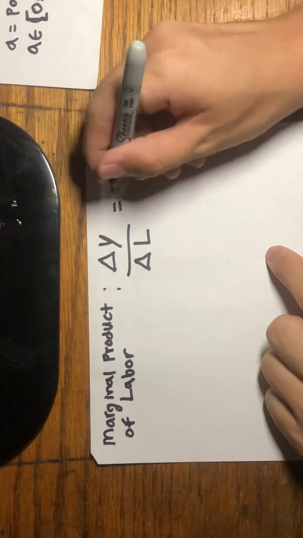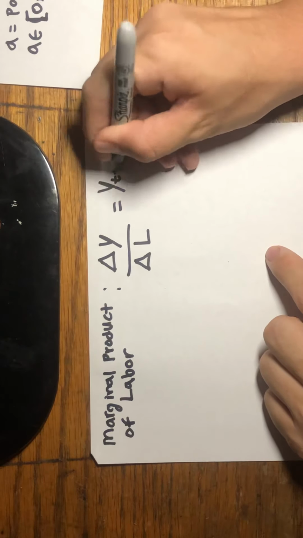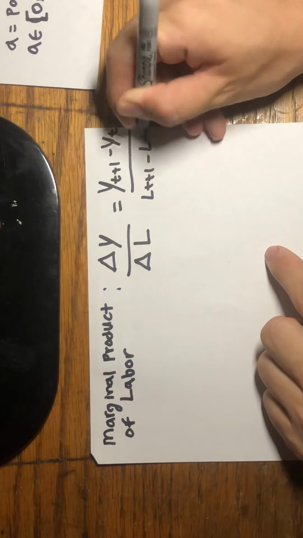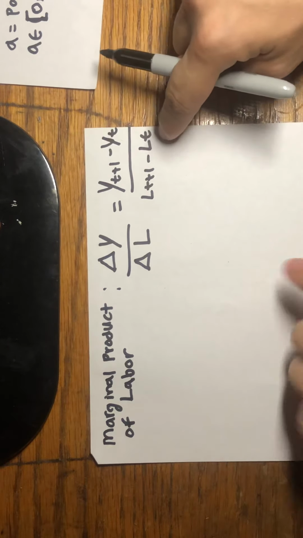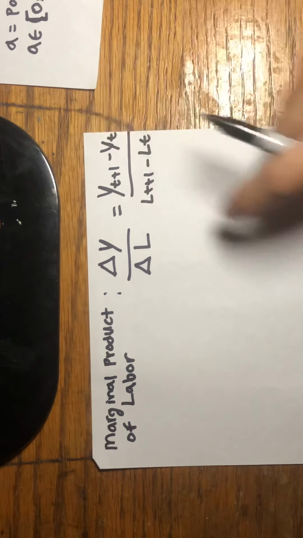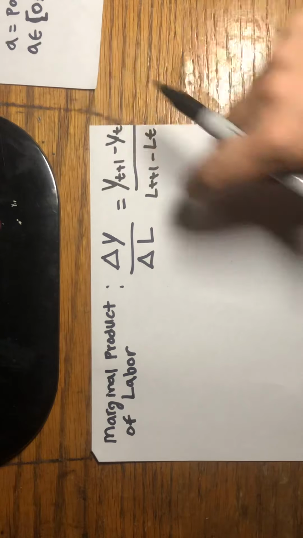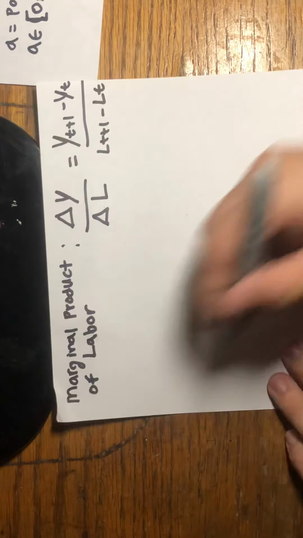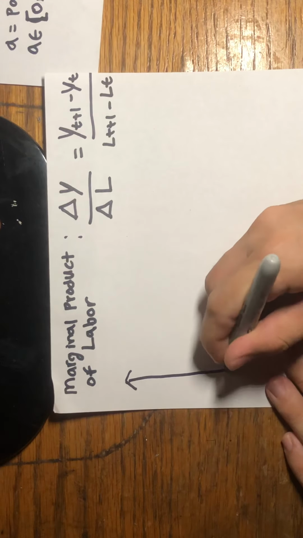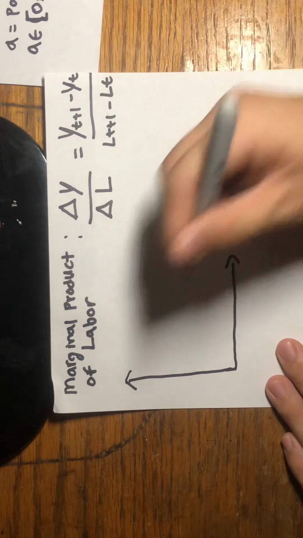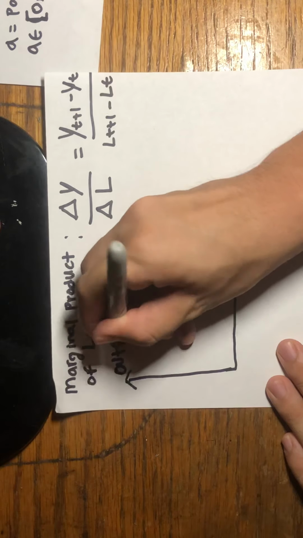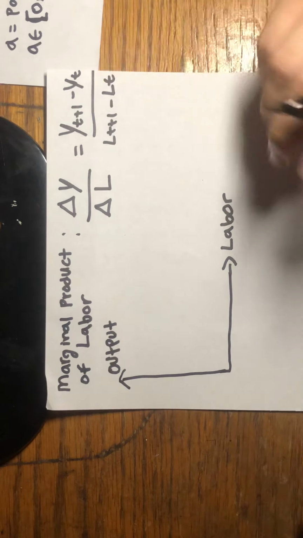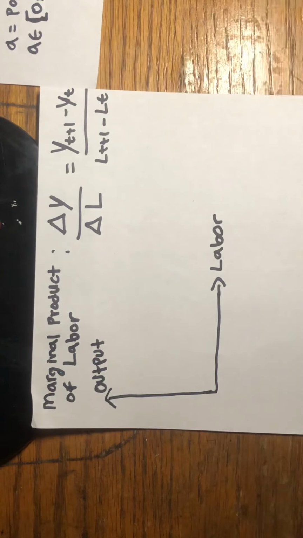So another simple way to write this is when you look at y_{t+1} minus y_t over l_{t+1} minus l_t, where t+1 is the future, t is current. So we're looking at our difference between the future versus now, and then taking the ratio of these two things. So graphically, when we're measuring this on our Cartesian plane, we have our output over here, for instance, and we have our labor.